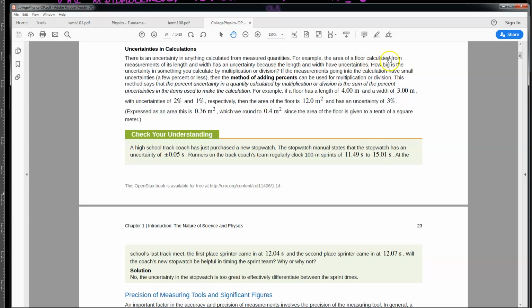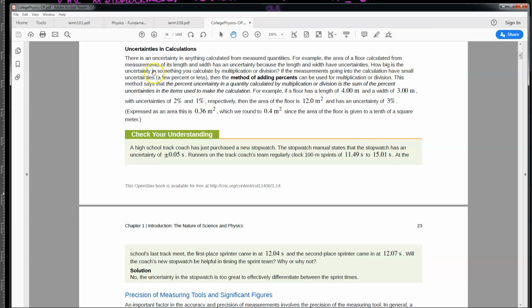Now, for example, the area of a floor calculated from measurements of its length and width has an uncertainty because the length and width have uncertainties, right? So this is a good example. The area is the product of two lengths, a length and a width, both of which have uncertainty when you measure them, right? And for the same reason, when you multiply these two values together, these two uncertainties in some specific ways add up to give you an uncertainty in the area that you're calculating, right?